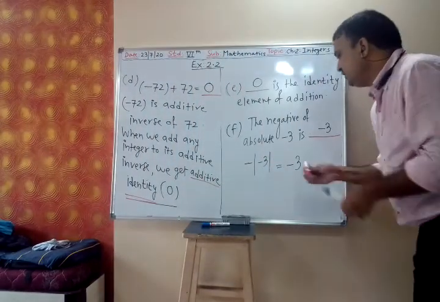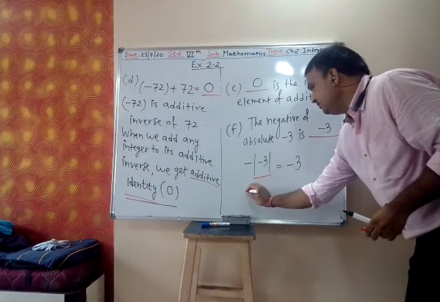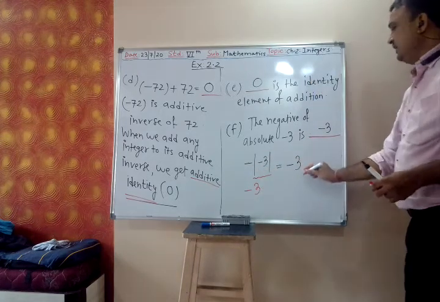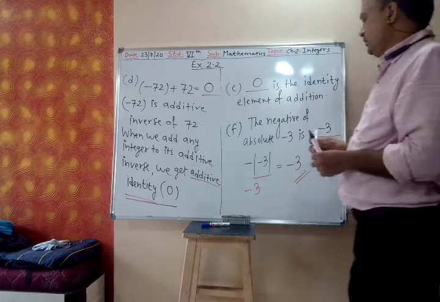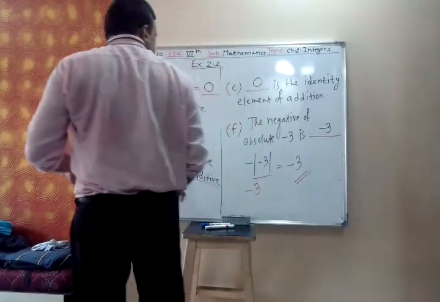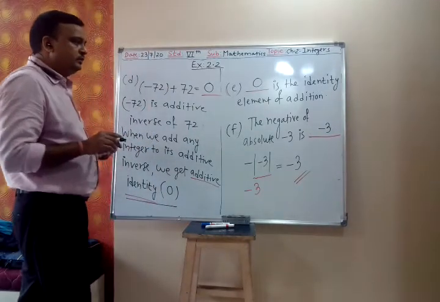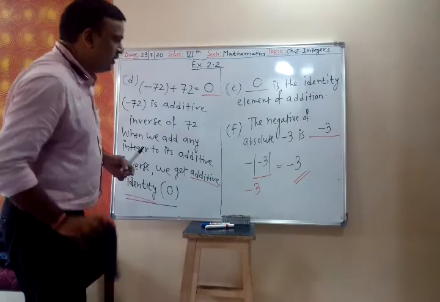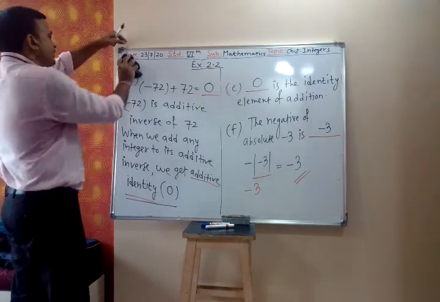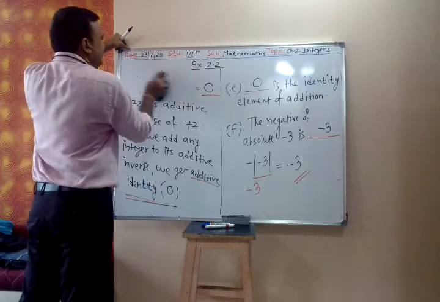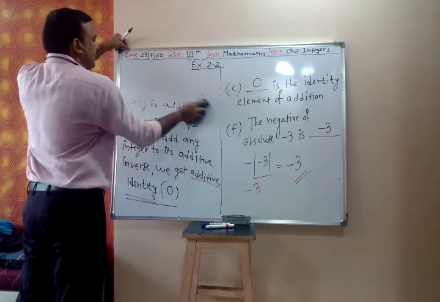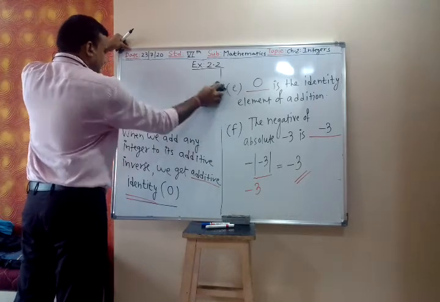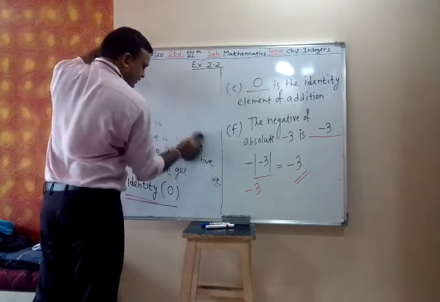Because what will be this value? Minus is already there. Absolute value of minus 3 is plus 3. So the answer is minus 3. Yes, ask the doubt.